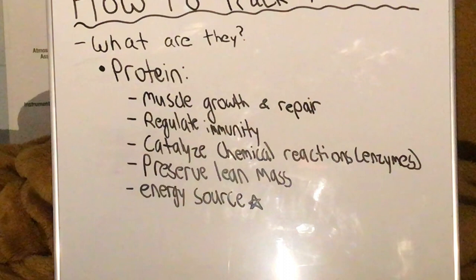Alright, so the other functions of protein, regulating immunity. So all that means is if you have a good amount of protein intake in your diet, your immune system is going to be better off. Catalyze chemical reactions, all that means is it's going to speed up the chemical reactions in your body that enzymes are performing. So the enzymes, they are a protein.